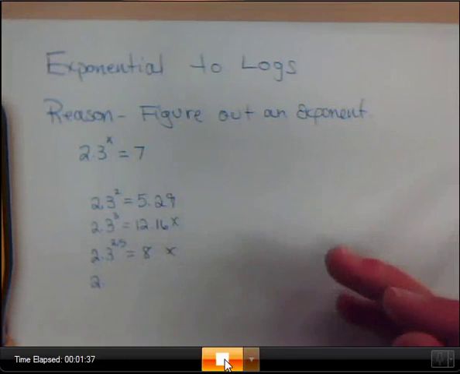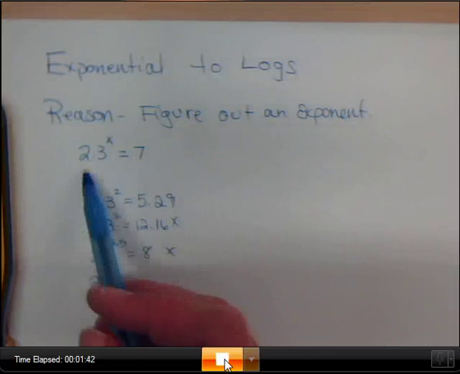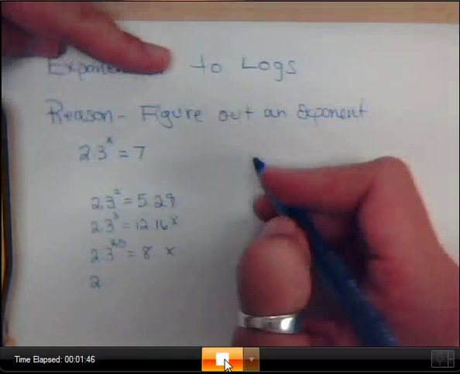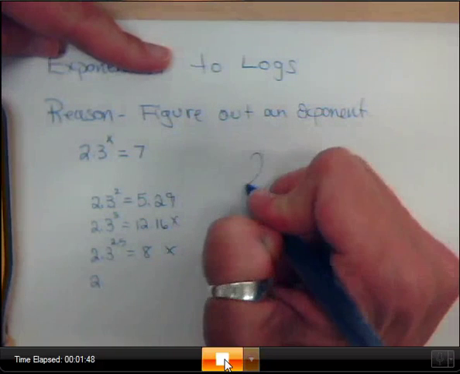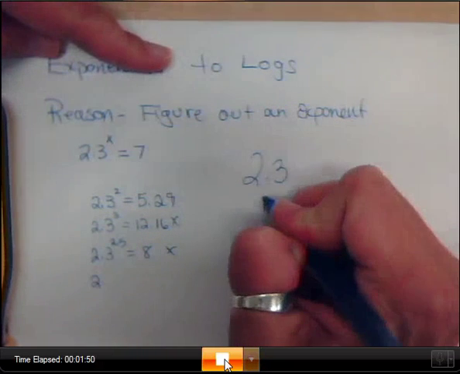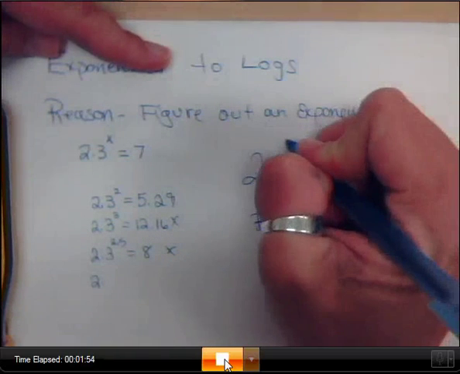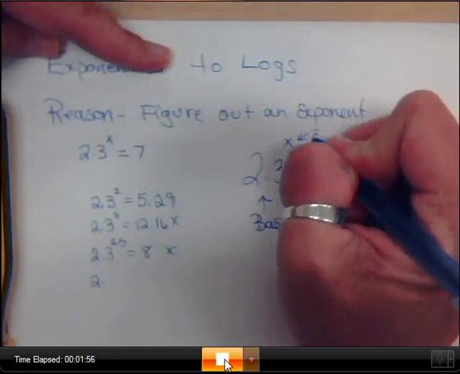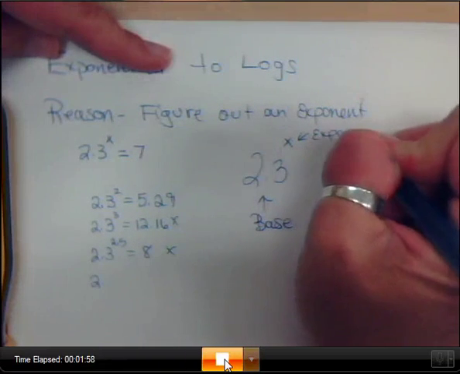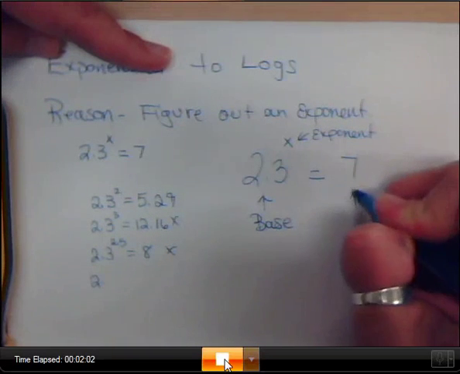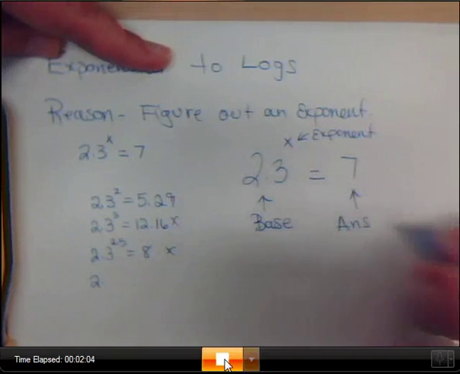So we have a couple different videos that are going to work on this. The first video is just being able to write this into log form. So there's a few things that we have to figure out first. This 2.3 is called the base. And our x is called the exponent. It's little and it's raised. And then it equals 7, and we're going to refer to this as our answer.